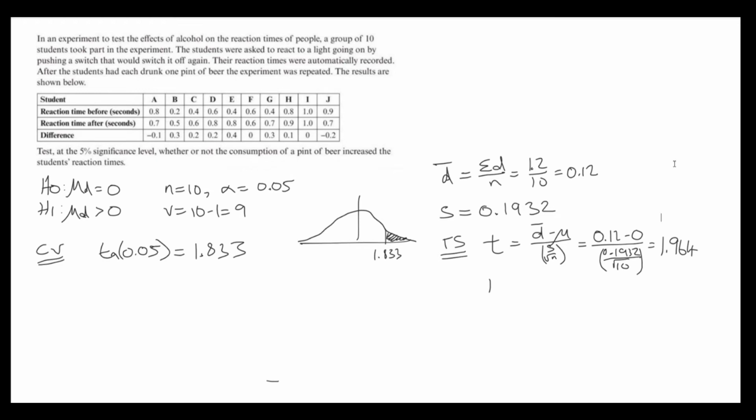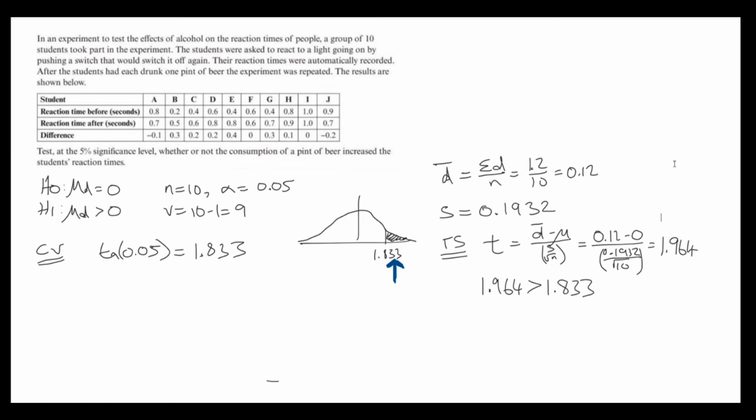Okay, well, is that significant? 1.964 is going to be in the shaded region. This is going to be a significant result. We have enough evidence to reject H0. Let's just do this formally. So we'll do our numerical comparison. So 1.964 is greater than 1.833.